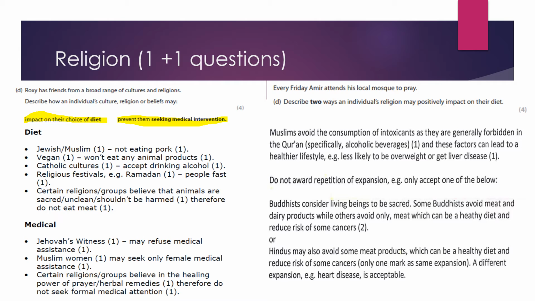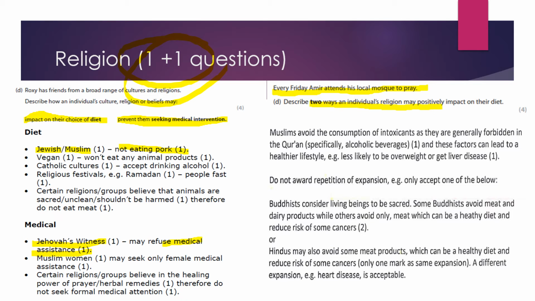So again, because it's the 1+1 questions, you'd have to be specific in them. As you see, if you're from a Jewish background or a Muslim background, you wouldn't eat pork. That's how it would affect your diet. In terms of medical impacts, Jehovah's Witnesses would refuse medical assistance, blood transfusions. So it's trying to be specific. This is the religion, this is the influence. And the same with Amir, who goes to the mosque every Friday to pray.